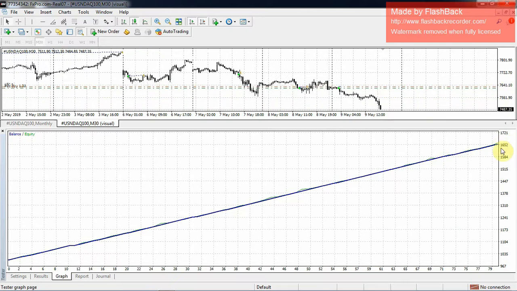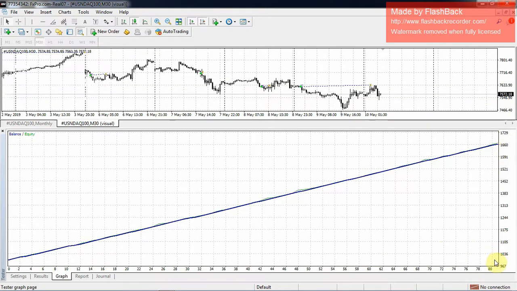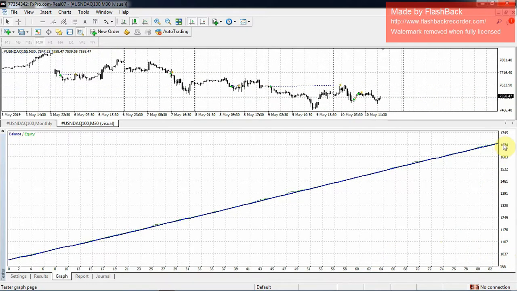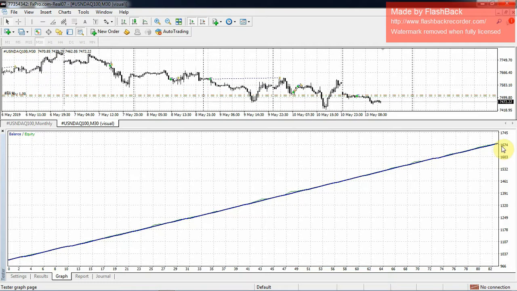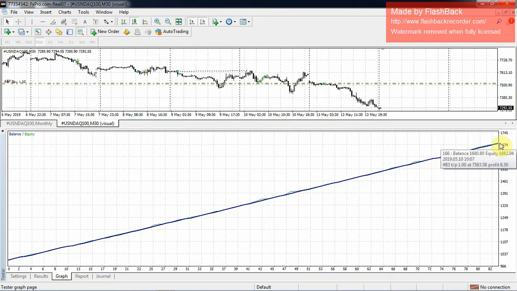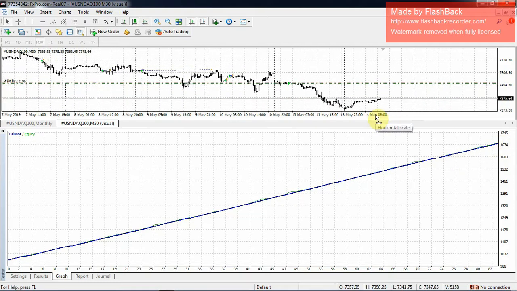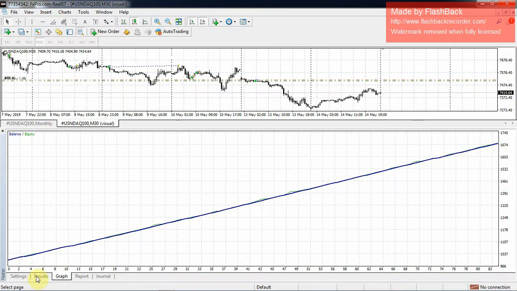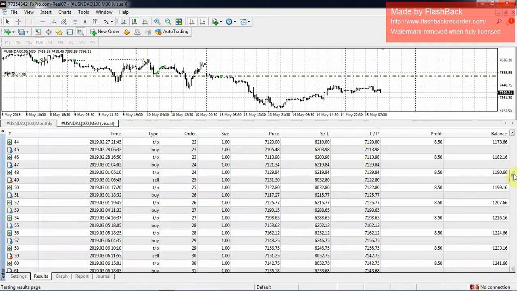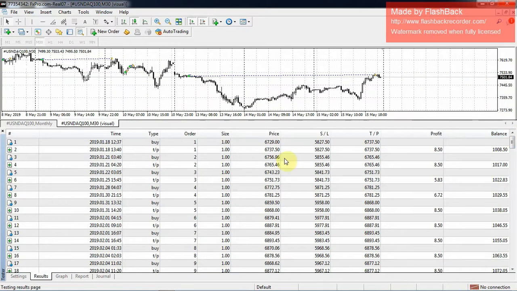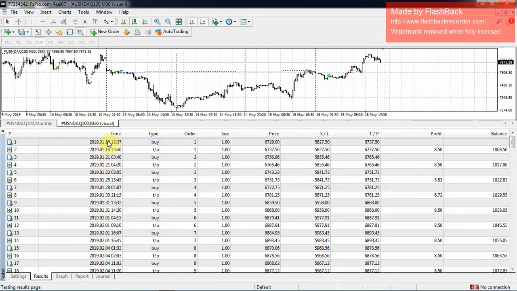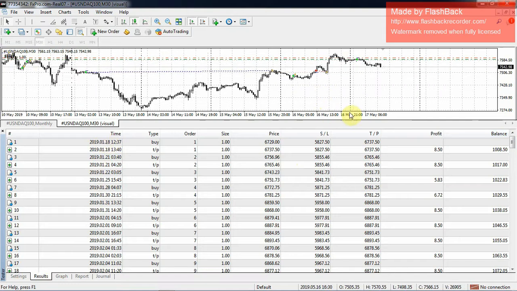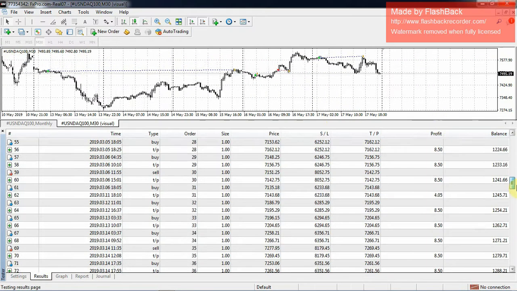Okay, we are up 1,652. 80 trades. So this is the balance line. It's number of trades on the x-axis, and on the y-axis we have the profits. Okay, so these are the results. You can see the profits there. We started from January 18th 2019, and now we are in May of 2019.